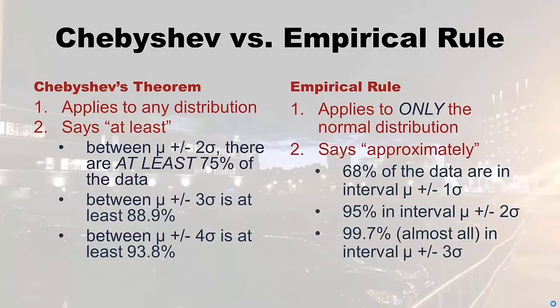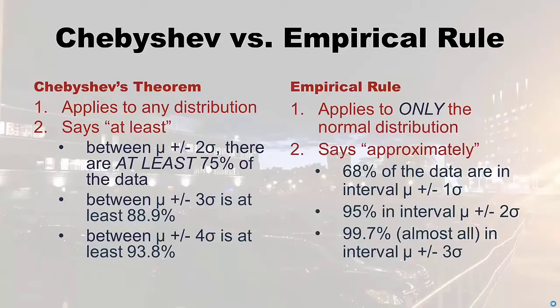So next we go to 95% of the data are in the interval mu plus or minus 2 standard deviations. Approximately 95% are in there. Now, if we had used Chebyshev, we'd be saying 75%. We'd be saying at least 75%, which could be 95%. But here, if we're using the empirical rule, we're relatively sure that it's 95% between mu plus or minus 2 standard deviations. You can bet on it, right?